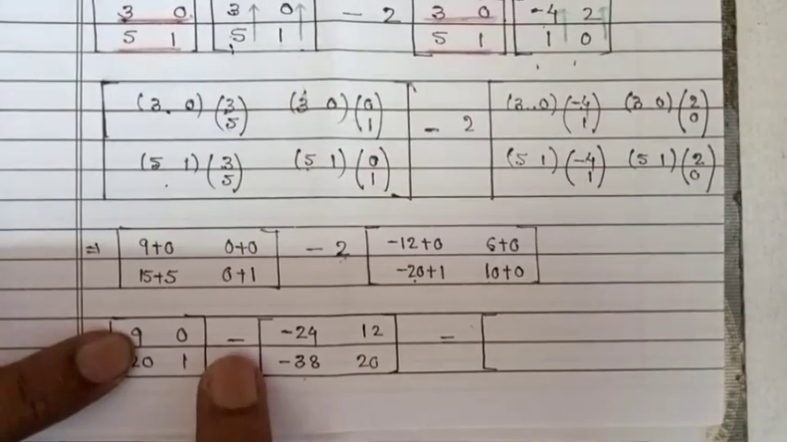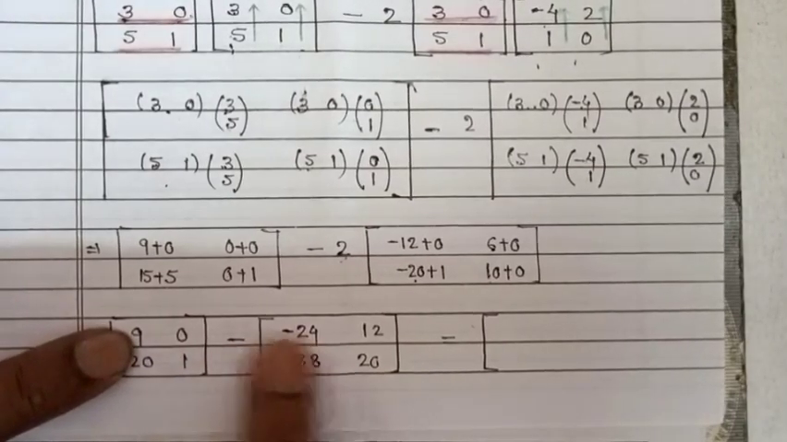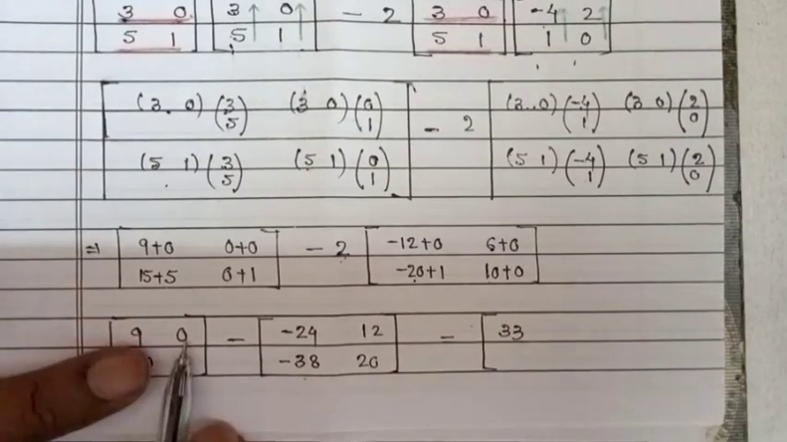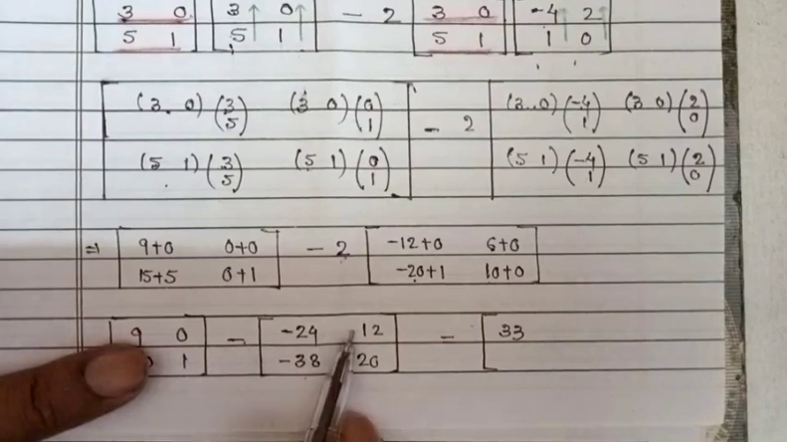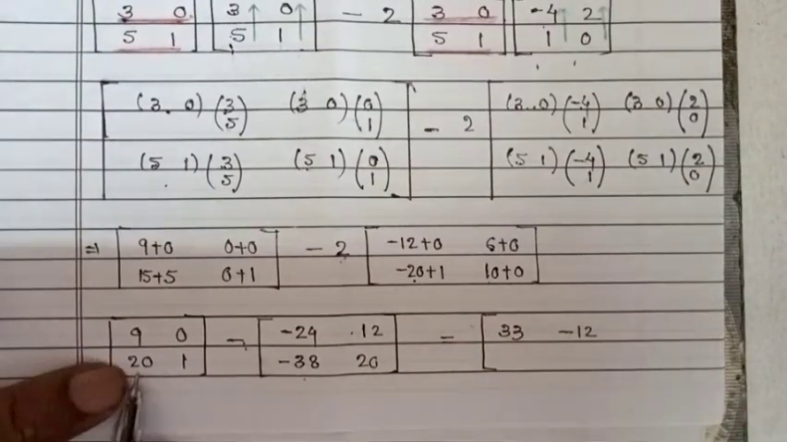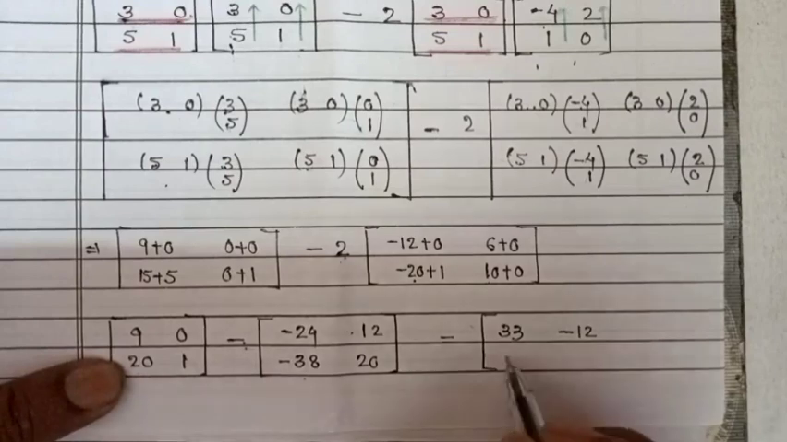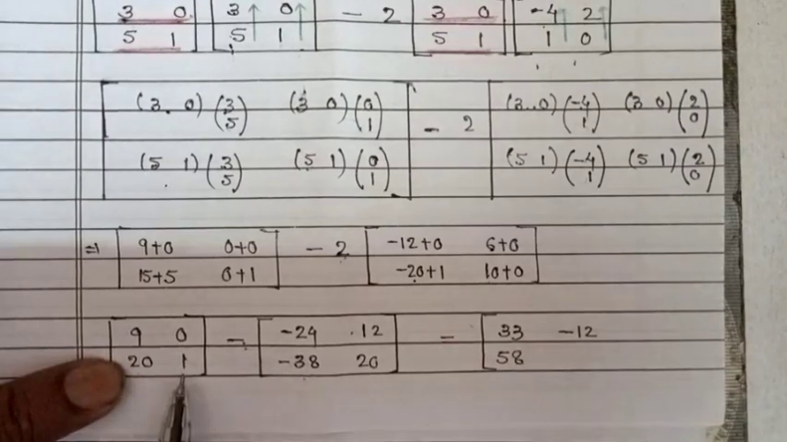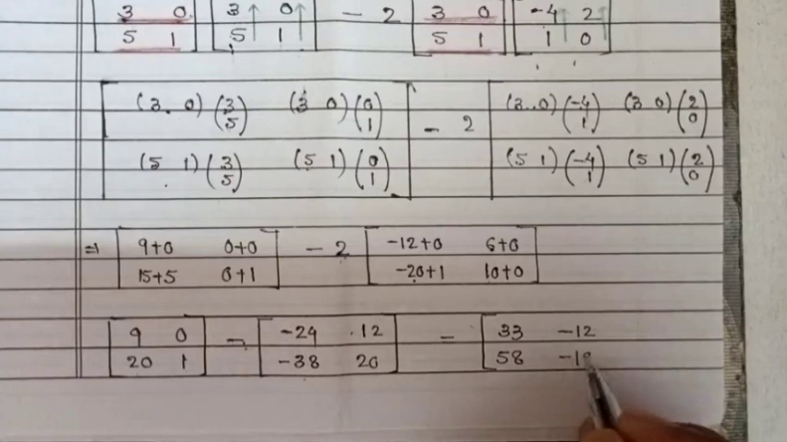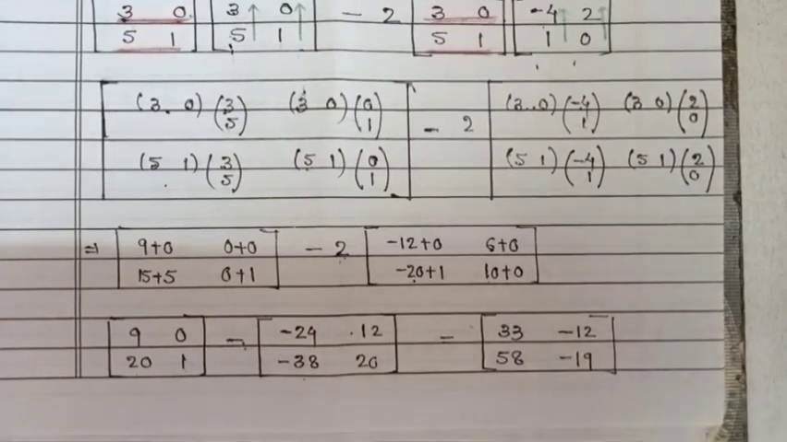So from 9 you will subtract, this will become plus 24. So 9 plus 24, that will give you 33. This is 0. Now when you subtract minus 12, this will become plus 12... 0 minus 12 will give you minus 12. 20, this will give you minus minus plus 38. So 20 plus 38, 58. And then 1 minus 20. So 1 minus 20 will give you minus 19. So this will be your final answer. See, this is clear to you now.